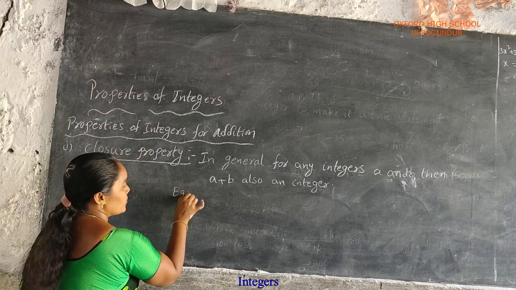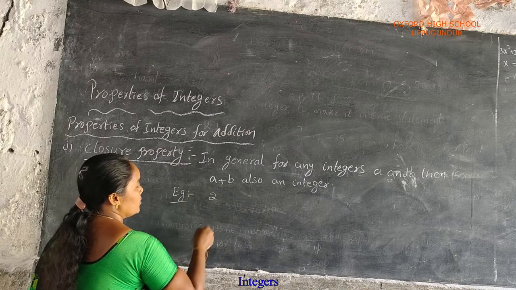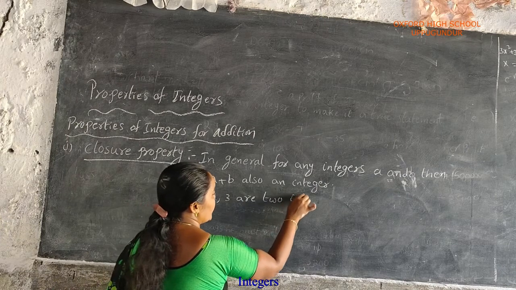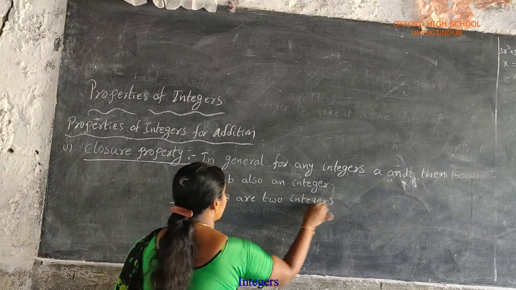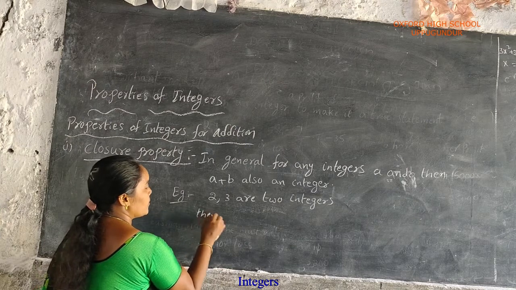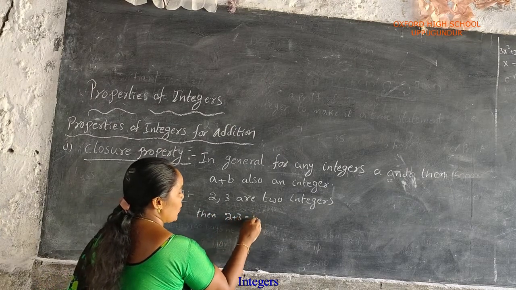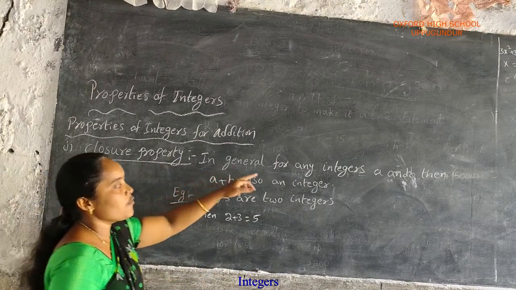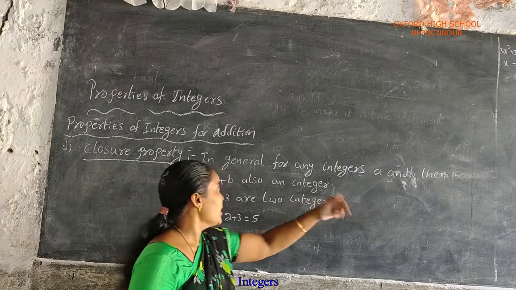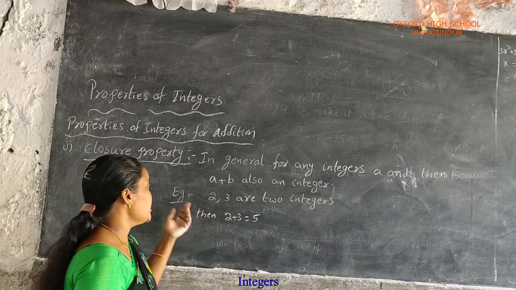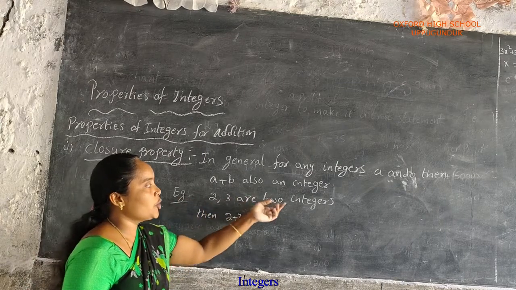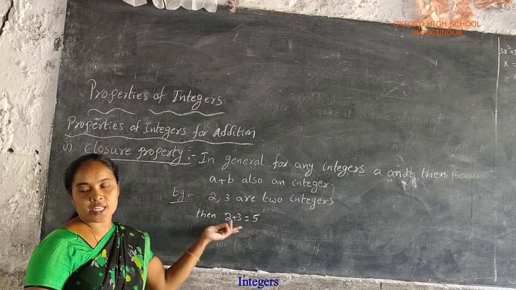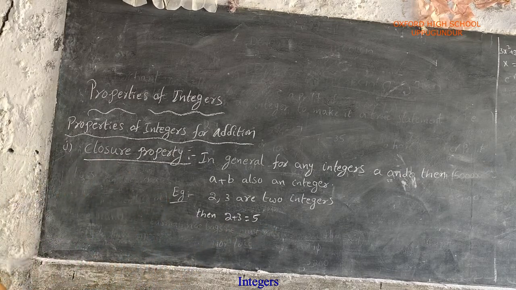Example, 2 and 3 are two integers. Then 2 plus 3 equals 5, and 5 is also an integer. Once again, see closure property. In general, for any integers a and b, a plus b is also an integer. Example, 2 and 3 are two integers, then 2 plus 3 equals 5. 5 is also an integer.